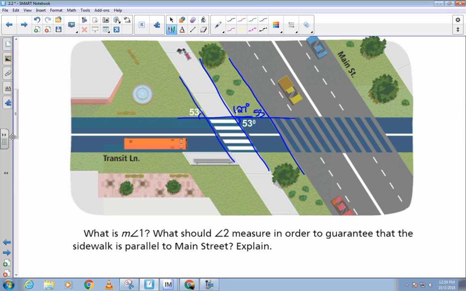Okay, so measure of angle 1, we said was 127. And the measure of angle 2, we said was what? 53. And so that is either the alternate interior angles converse or same side interior angles converse. Either one.